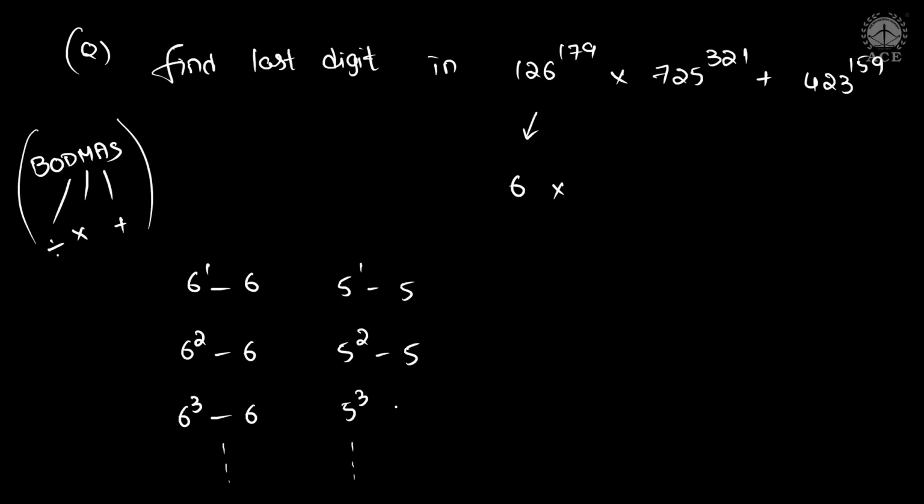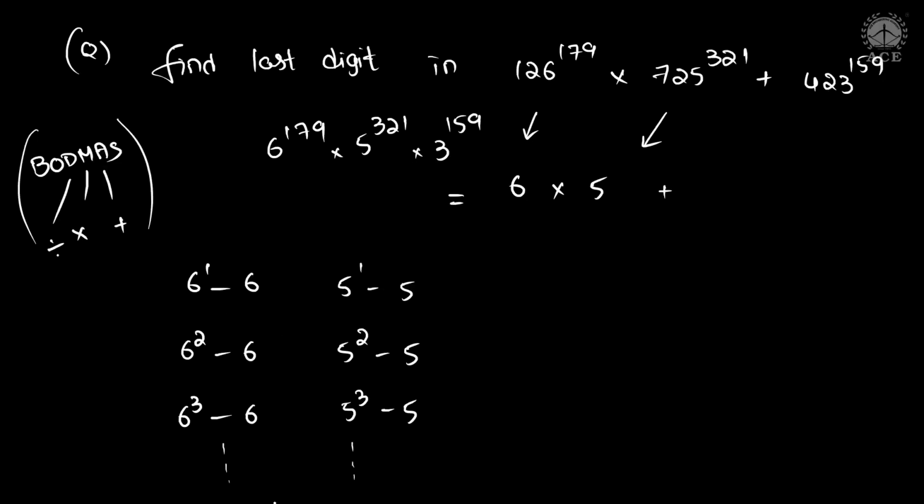5 square is 25, units place is 5. 5 cube is 125, units place is 5. 6 into 5. Whereas for 3, guys, I think you just checked your answers. Srikanth, not the correct answer. Check once. Meghana, your answer is correct. It's not like writing 6, 5, and 3. Power is there, right? This is 6 power 179, 5 power 321, 3 power 159.